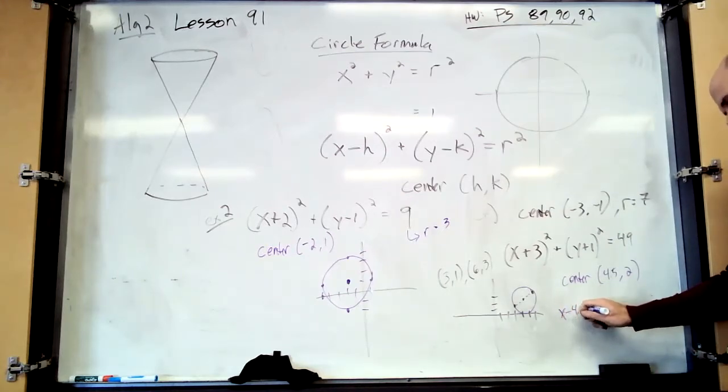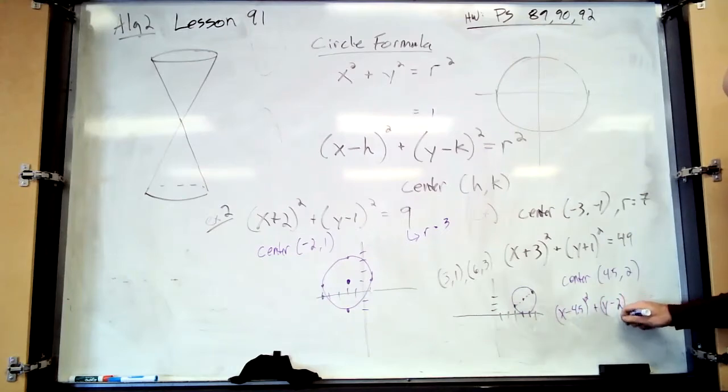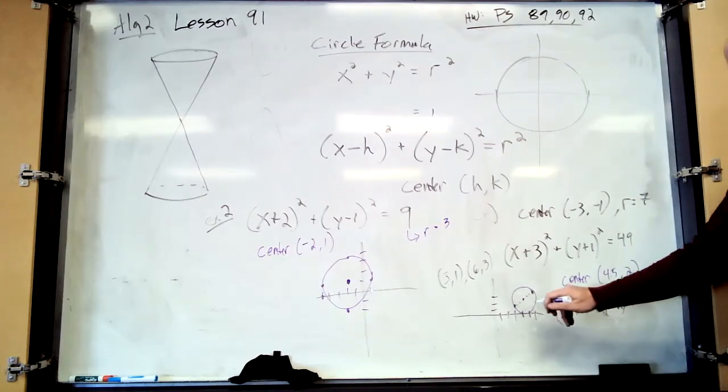Okay, so far we've got this equation. X minus 4.5 squared plus y minus 2 squared. You guys okay with that? That's the center. Equals, now how do you find the radius? It's half the diameter. Half the diameter? How do you find the diameter?